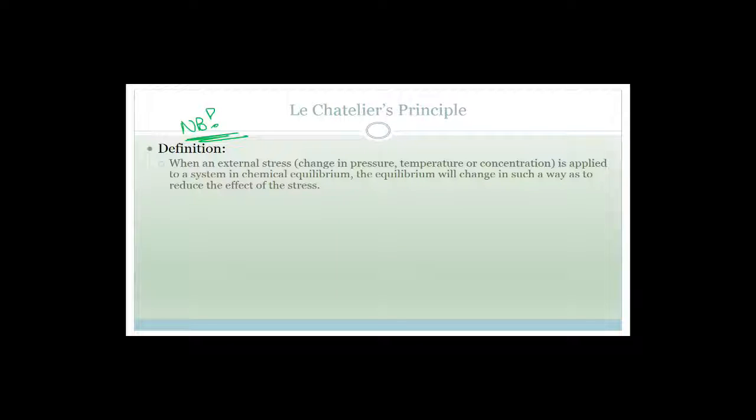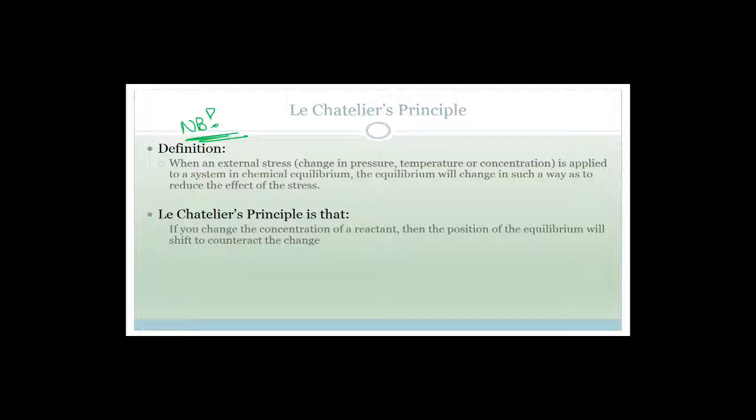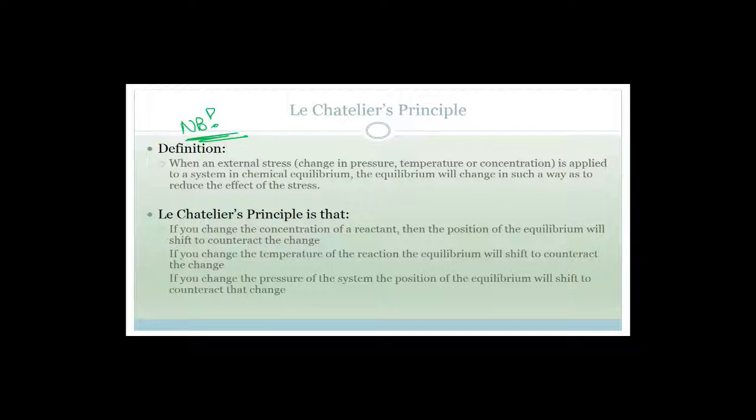In other words, if we mess with it, if we change its pressure, it's going to rebalance itself to fix that change. If we change the temperature, it's going to do something to try and counteract that change every time. So, if you change the concentration of the reactant, then the position of the equilibrium will shift to counteract the change. That's all it's saying. If you change the temperature, it will shift. If we change the pressure, it will shift.